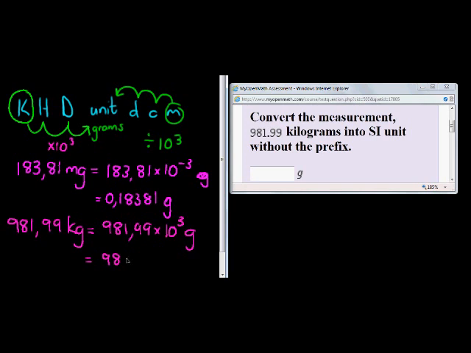Okay, 981,990 grams, almost a million grams. That is what almost 1,000 kilograms would be. Okay, that's it. Hope you get it.